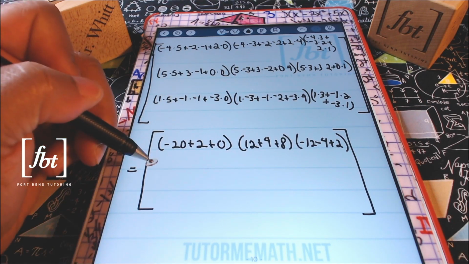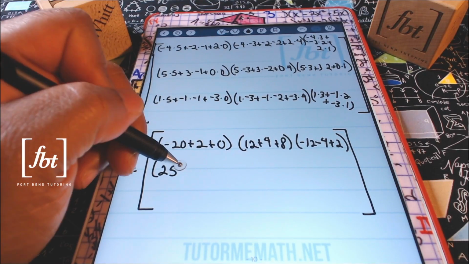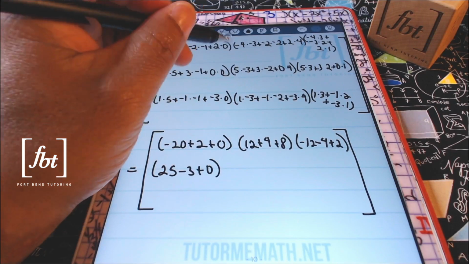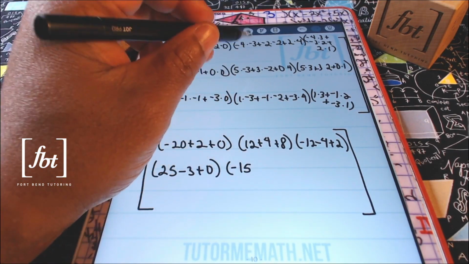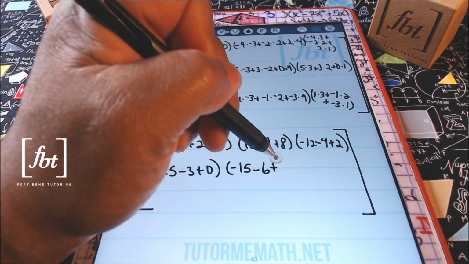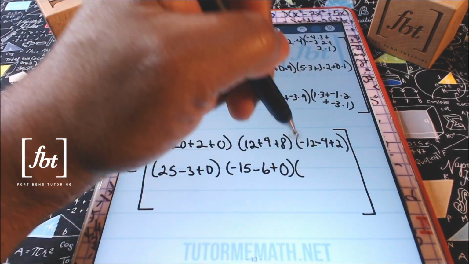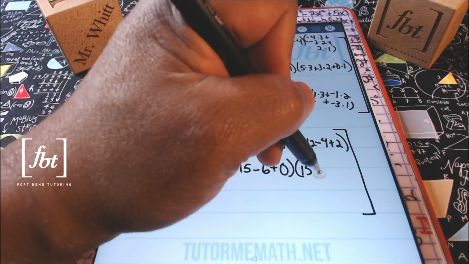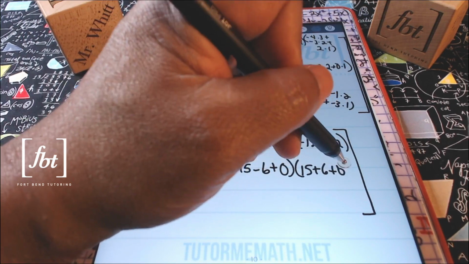Moving on to the second row. You'll have 5 times 5 is 25. 3 times -1 is -3. And 0 times 0 is 0. Moving on, we have 5 times -3. That gives you -15. 3 times -2 is -6. And 0 times 4 is 0. Second row, third column, we'll have 5 times 3 is 15. You'll have 3 times 2 is 6. And we'll have 0 times 1 is 0.